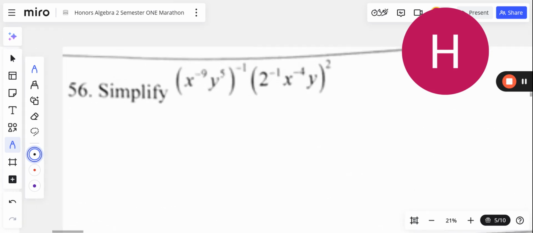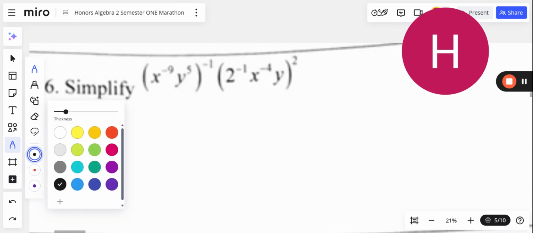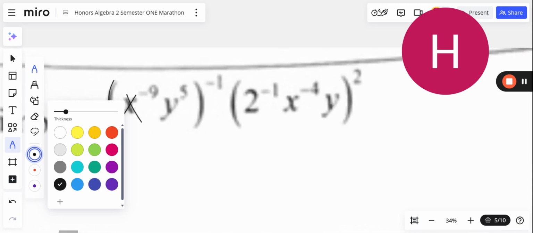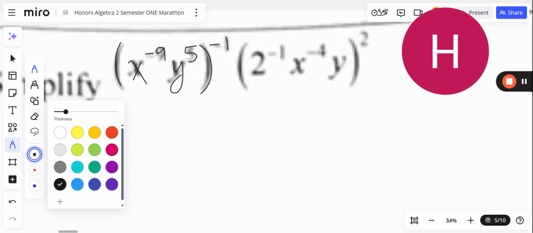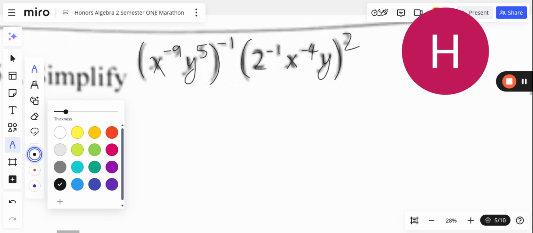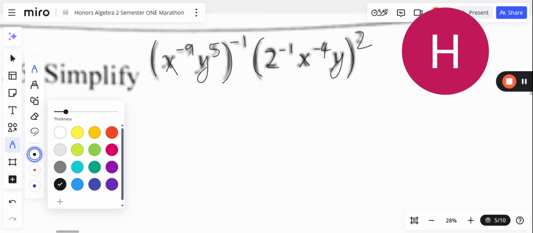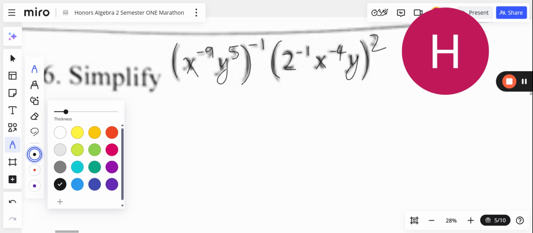It's going to be a little bit tough to see, so just a moment. Hope you're digging the tranquil music today. x to the -9, y to the 5, to the -1, and we have 2 to the -1, x to the -4, y, and this whole packet, this whole box, is squared. I'm not sure if that made it better or worse, to be honest, but let's get started with the insides here.